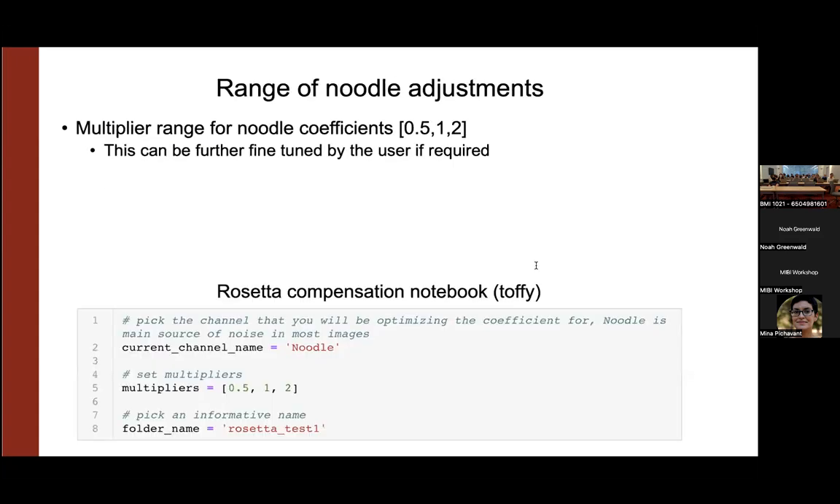Now, because the coefficients have been dialed in quite well, we'll start with applying a multiplier with a very narrow range. So in this case, 0.5 and 2. And I'll show a bunch of images where you can see how the images look after compensation with the default multiplier.